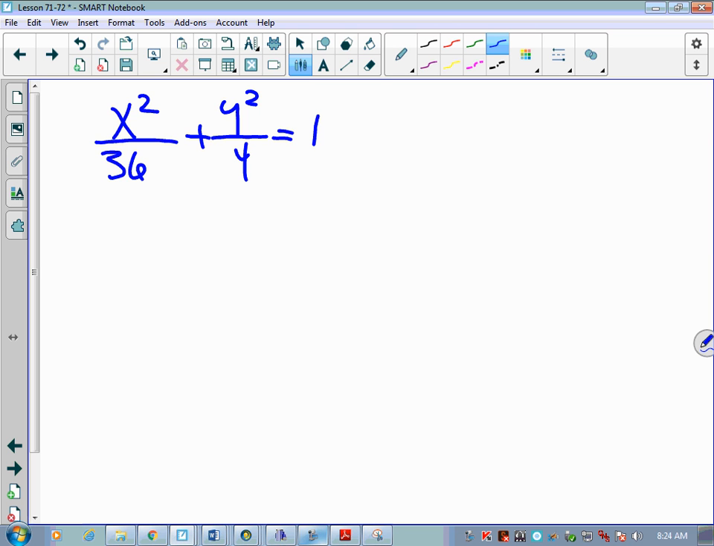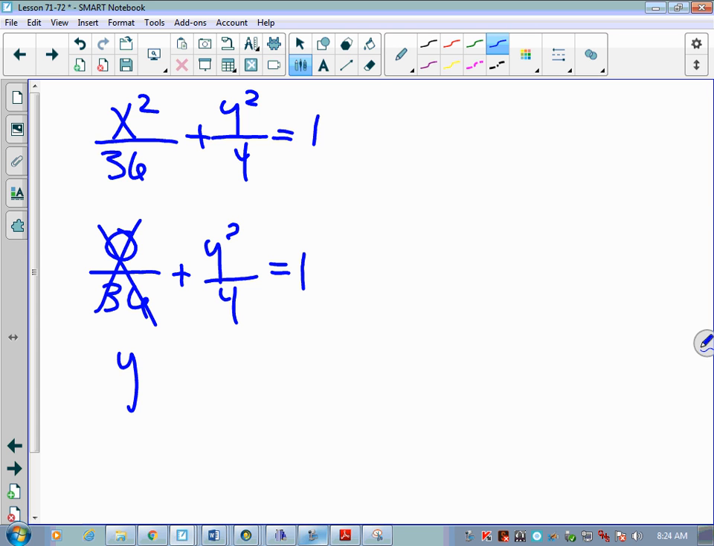We're trying to draw an ellipse, and so the first thing we need to find is the plus and minus of the x and the plus and minus of the y values. The first thing we're going to do is substitute in 0 for x. So we get 0 over 36 plus y squared over 4 equals 1. Of course, 0 divided by 36 cancels this part out, so what I'm actually dealing with is y squared over 4 equals 1. That's going to give me my y values.